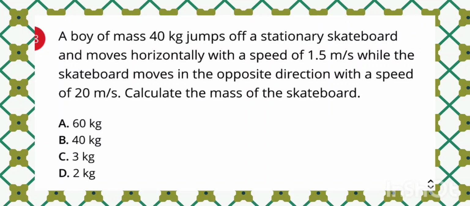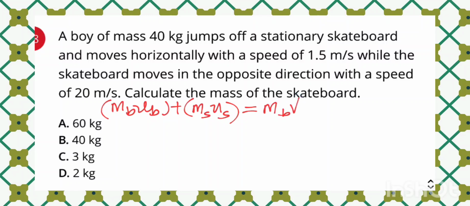Now, let's look at it. So we have mass of the boy multiplied by initial velocity of the boy, plus mass of the skateboard multiplied by initial velocity of the skateboard before collision, equals mass of the boy multiplied by final velocity of the boy plus mass of the skateboard multiplied by final velocity of the skateboard.